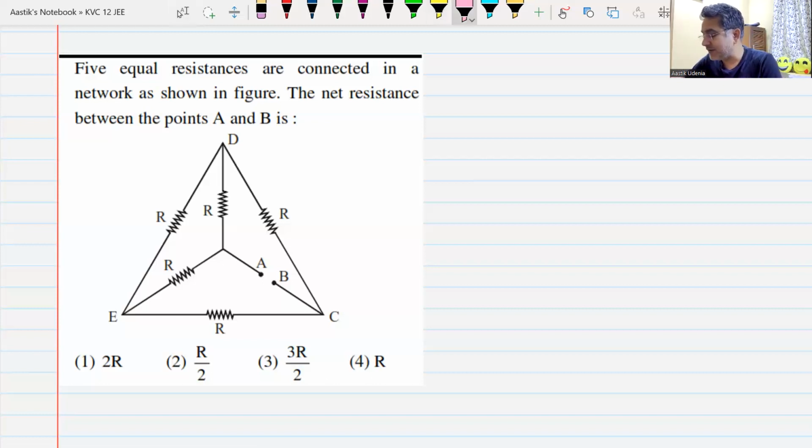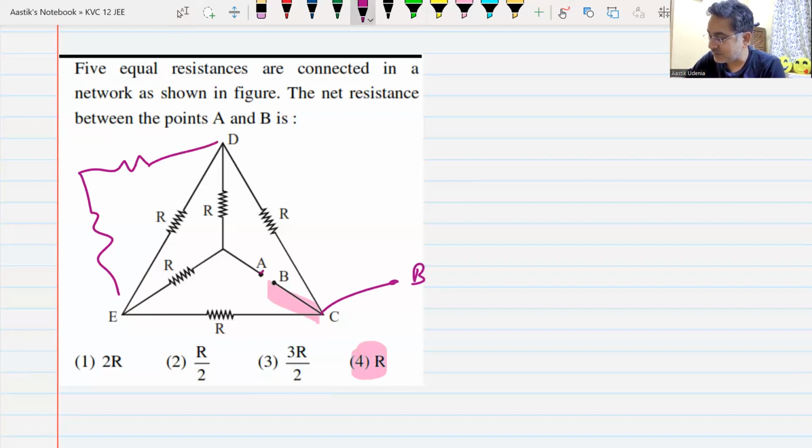What is this, my dear friends? This is our old friend, new friend. Balanced Wheatstone Bridge, yes or no? Yes, sir. What they have done is that they have put B inside like this. You just take B out like this. Doesn't make any difference. And you take A on this side. If I take A on this side, it looks like this.